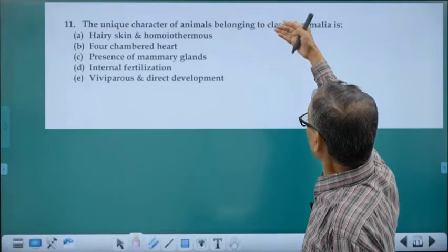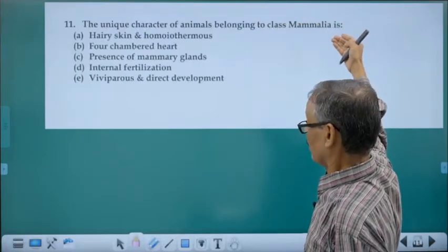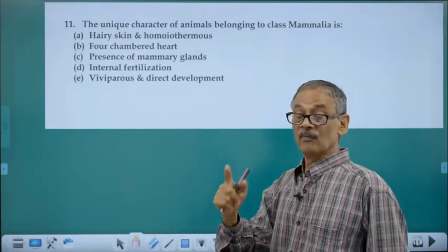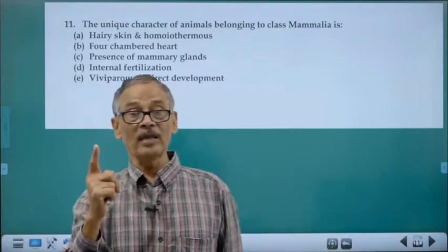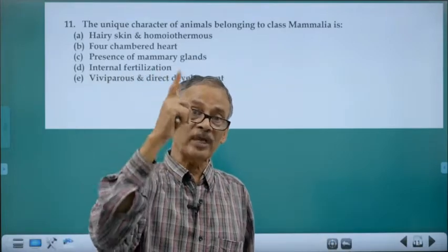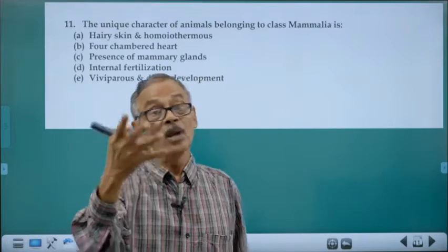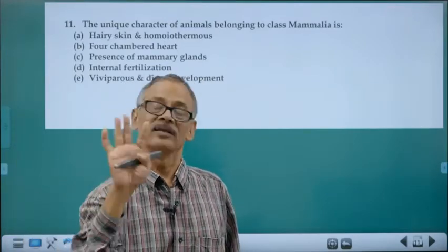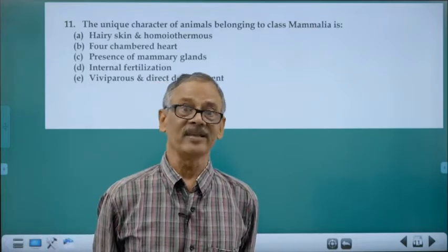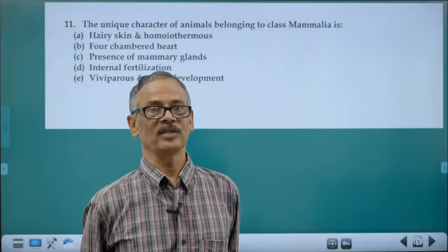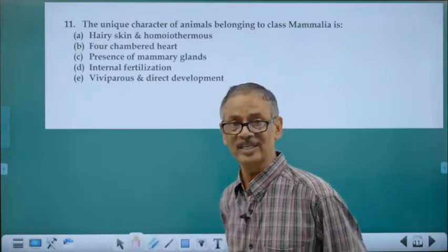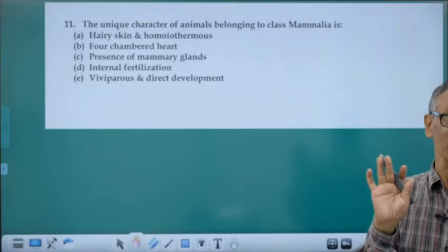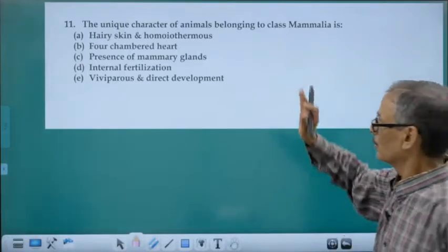Unique character of animals belonging to class Mammalia. Why are we calling them mammals? The most important thing: remember, we are giving names to the phyla based upon the most important characteristic feature. For example, Porifera, pore bearing, spongy body. Cnidaria, cnidoblasts. Platyhelminths, flat body. Here, mammals, presence of mammary glands, that is why they are called mammals.